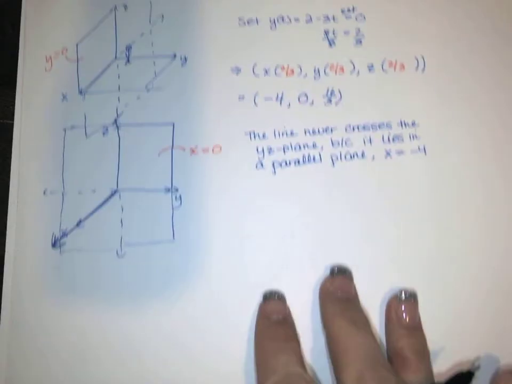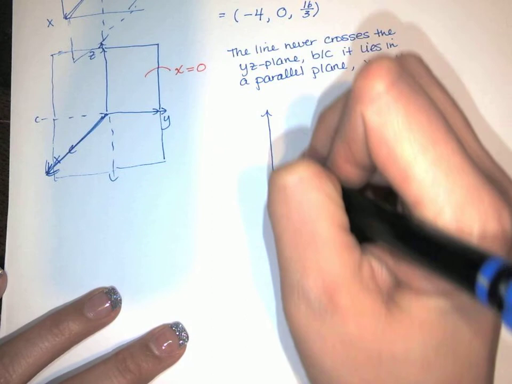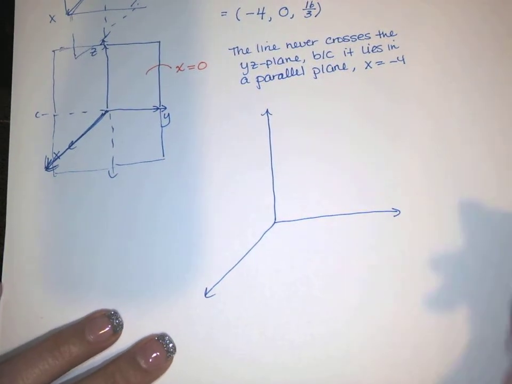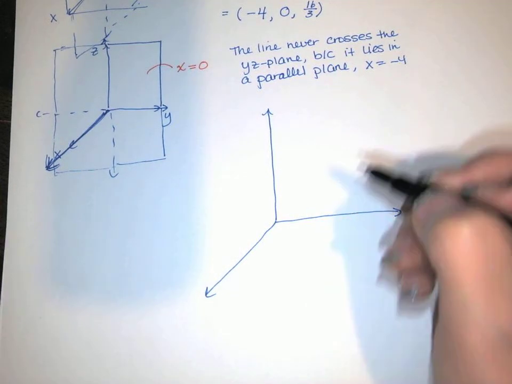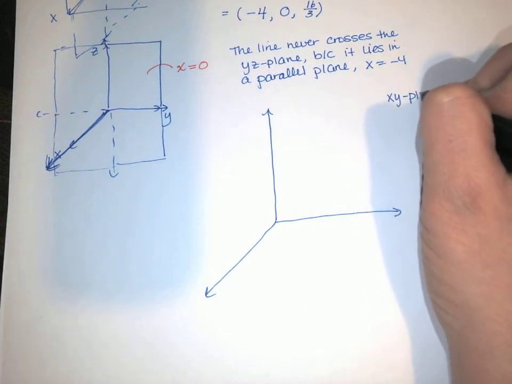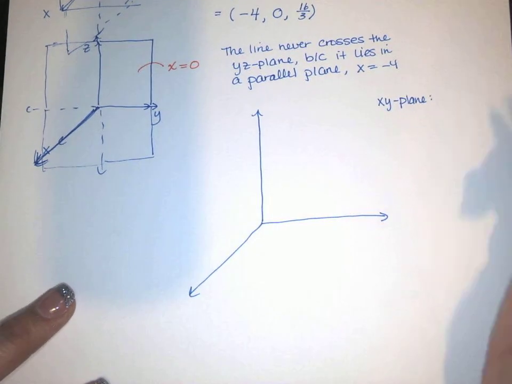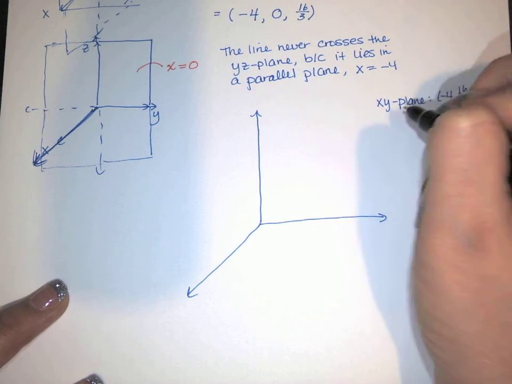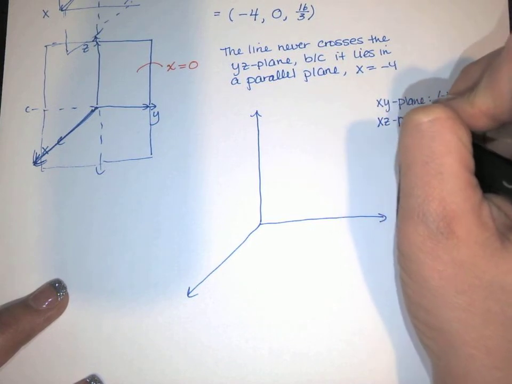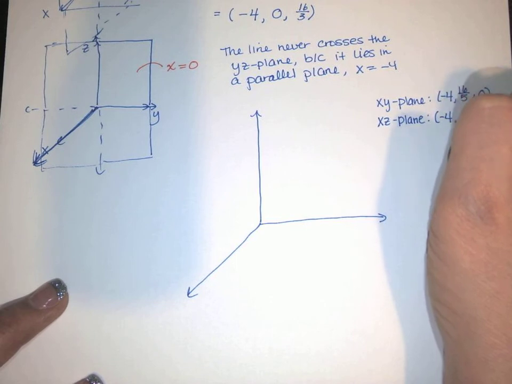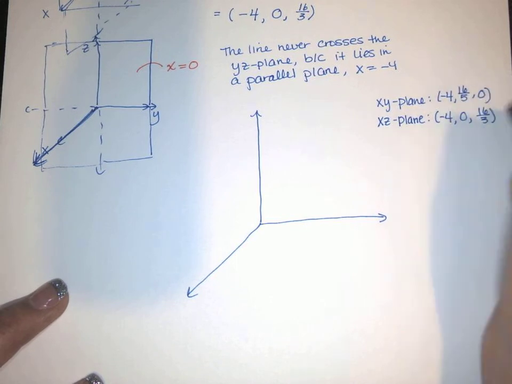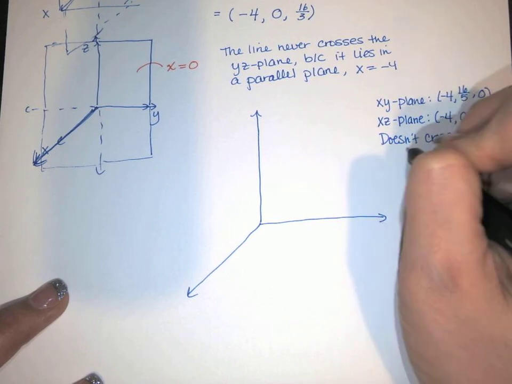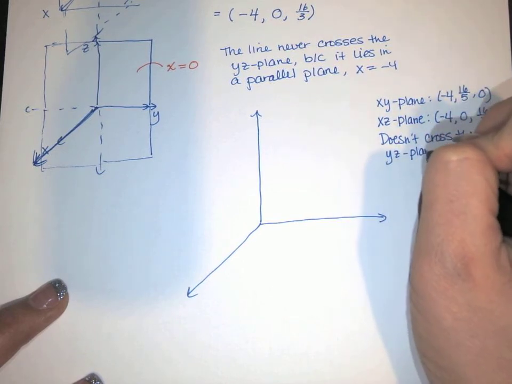So just to get a sense of what's going on again, let's draw it. We do the best we can. We said that this crossed the xy plane. The point of intersection was -4, 16/5, and 0. It crossed the xz plane at -4, 0, 16/3, and then it doesn't cross the YZ plane. Okay.